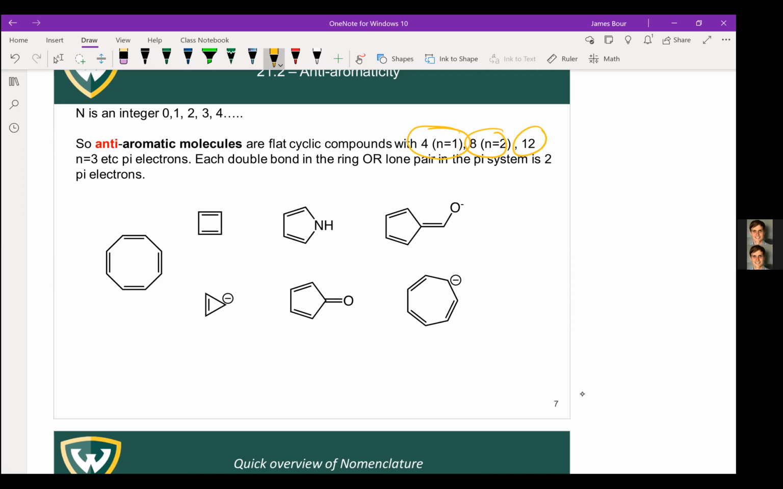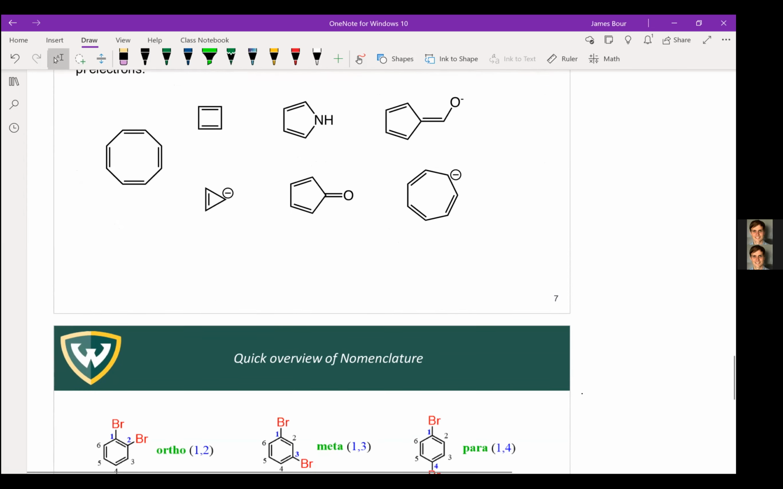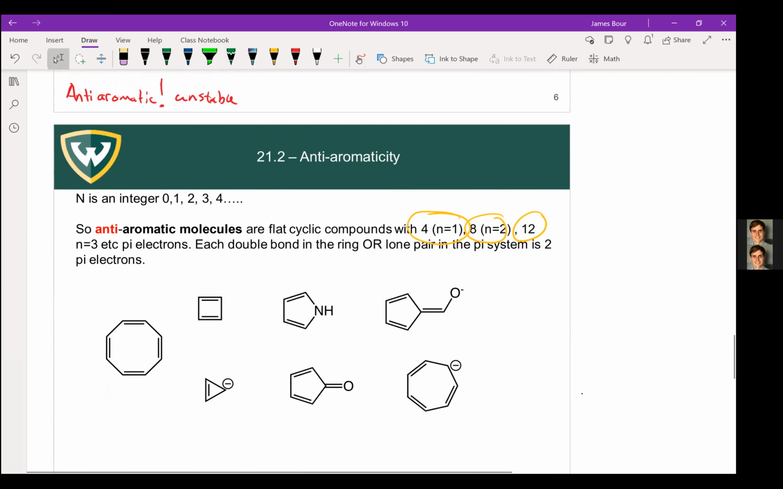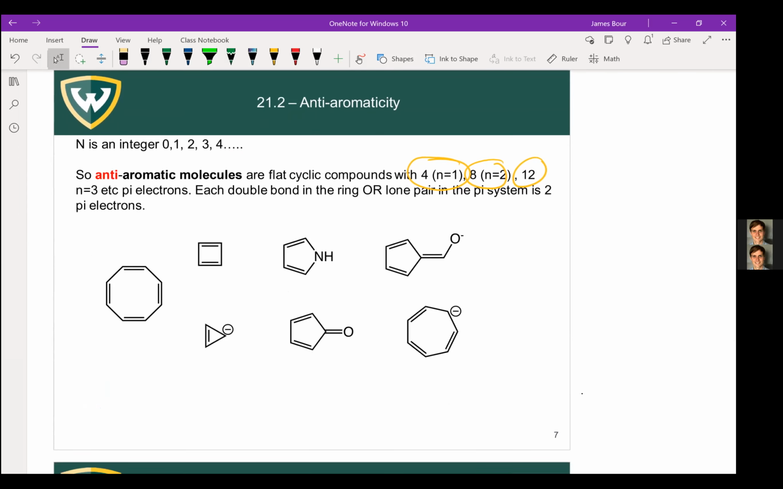However, 4, 8, 12, 16 pi electron anti-aromatics are the more common ones. Again, there's no limit to the number that n can be. However, just due to current synthetic and molecular sizes, it's usually either 4, 8, 12, or 16 pi electrons that form anti-aromatic molecules. So aromaticity and anti-aromaticity are important concepts.